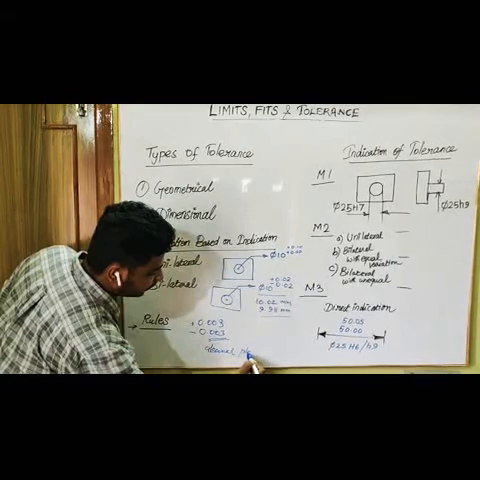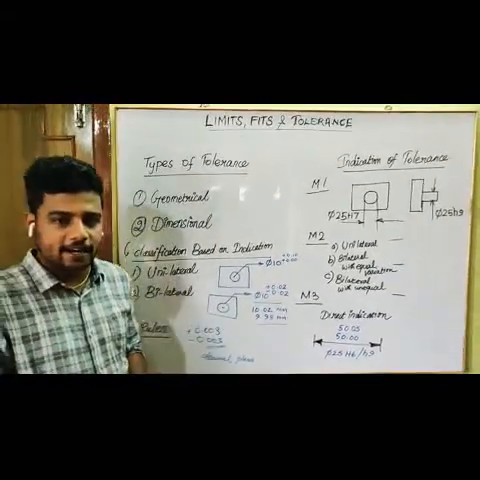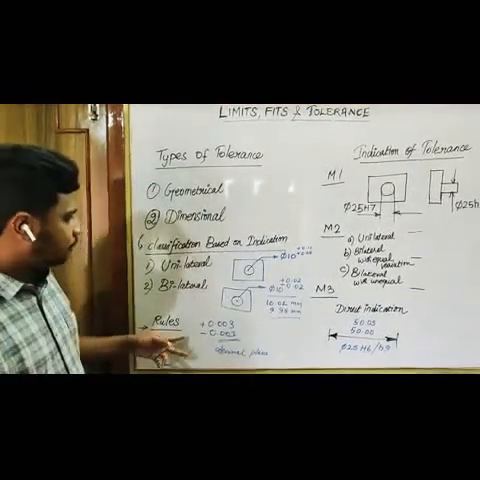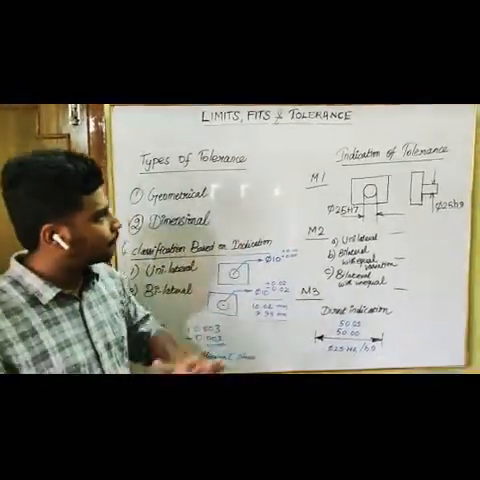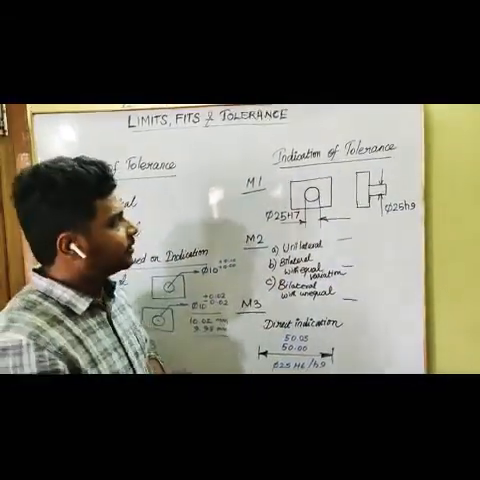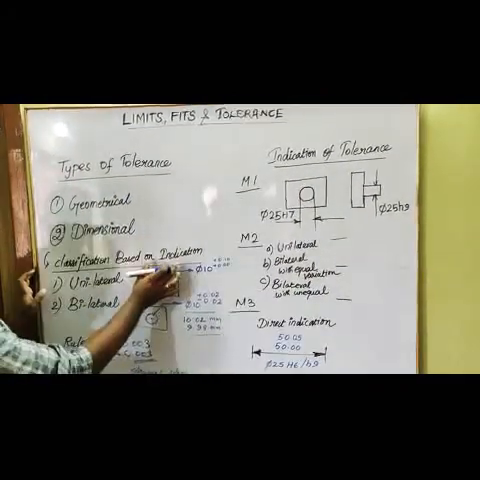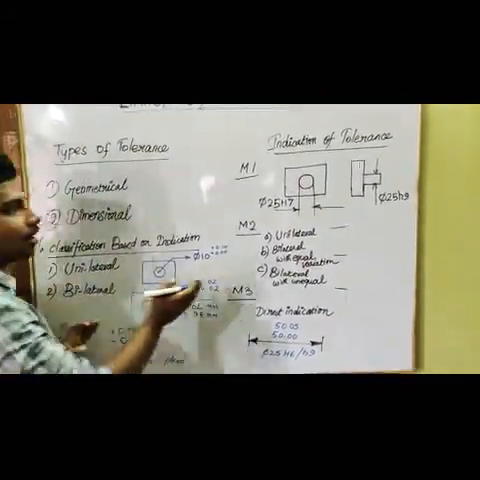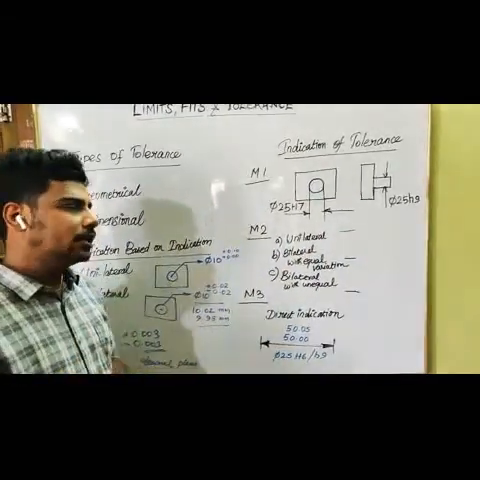So the decimal places should be equal on both positive and negative regions. These are two important rules while you are indicating the dimensions. Now, there are three methods by which we can indicate the tolerances. Based on indication, we have classified them into two. What are the methods of indication of tolerances, and how are you going to indicate the tolerance?